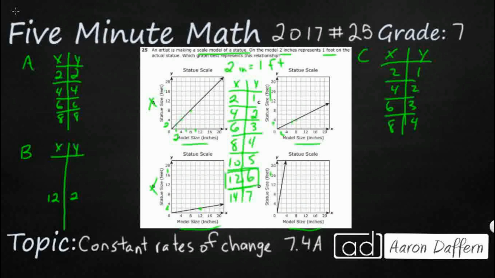So let's double check. Ooh, that D is not going to work. Looks like they inverted that. I'm trying to find where it crosses. Looks like it crosses right there at 2, 12, which is not what we need. So our answer here is C.